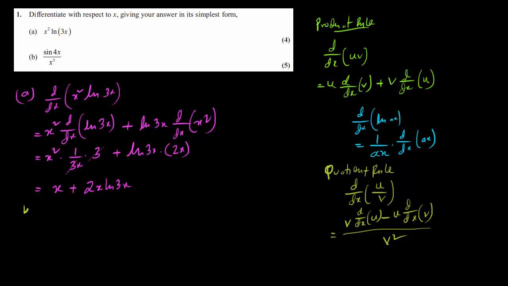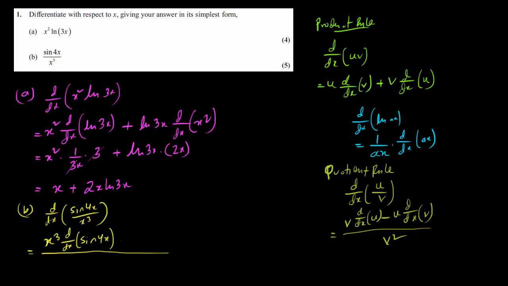So question number B is going to be d by dx of sine 4x, which is the theta, divided by x cubed. So sine 4x is the u, x cubed is the v. So let's write out the formula. So this is going to be v, so x cubed d by dx of sine 4x minus sine 4x d by dx of x cubed, divided by x cubed to the power 2, v squared.